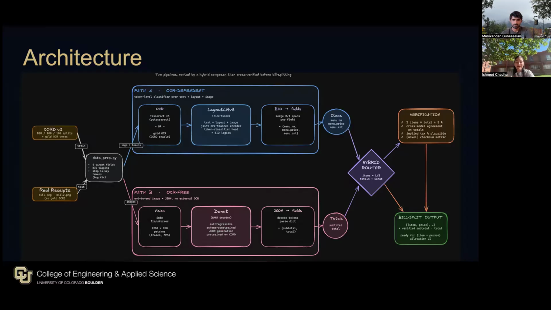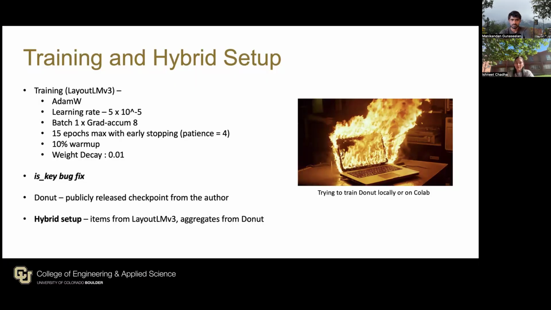For LayoutLMv3, we fine-tuned Microsoft's pre-trained checkpoint with AdamW with these parameters. During development, we identified a labeling convention for the is-key flag that significantly affected the aggregate field accuracy. For Donut, we used Naver's publicly released fine-tuned checkpoint. As we were trying to train it, our attempts to fine-tune it on a MacBook Air and Colab both ran out of memory. Once both of these base models are working, we propose Chef: items routed to LayoutLMv3 and aggregates routed to Donut.